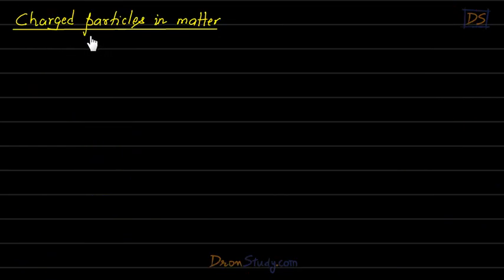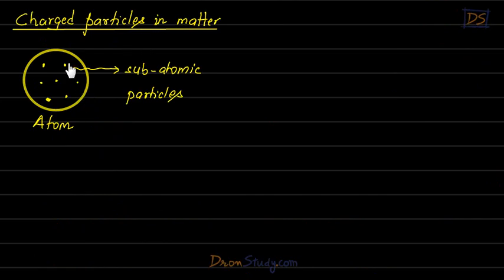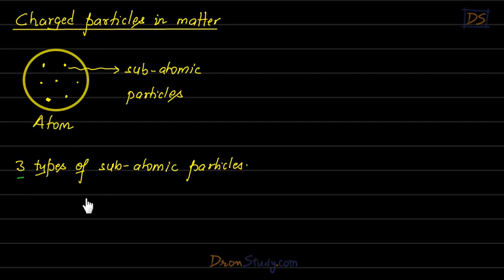So now, charged particles in matter. So see students, we have just seen that inside an atom, there are small subatomic particles, right? Now these subatomic particles are of three types. What are these three types, students? So the first type is electron.